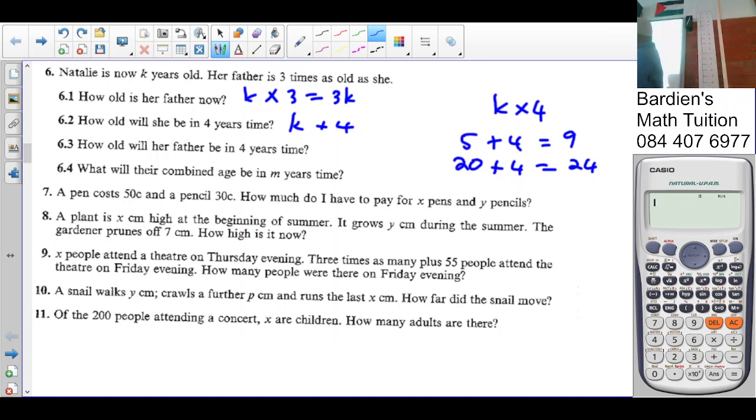Let's look at the next one. So now your answer to 6.3 is wrong. Okay. So now you must think about this. 6.3, how old will the father be in 4 years' time? 3K plus 4. Who says 3K plus 4? What do you say, Michael?